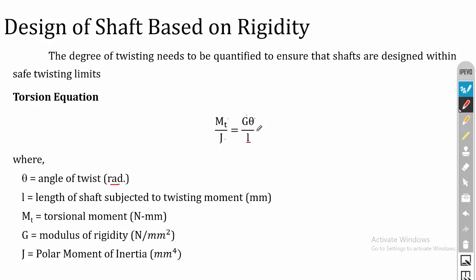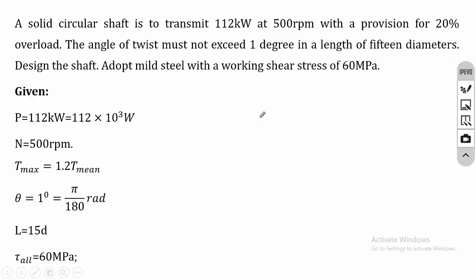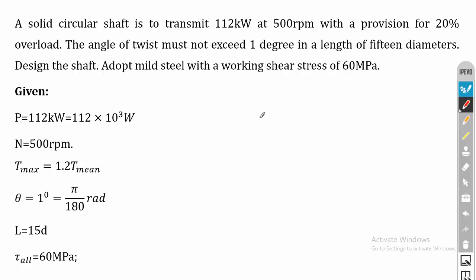In the strength design, we consider some allowable shear values, and we calculate the shear value and compare it with the allowable values, or otherwise we substitute the allowable shear value and calculate the diameter. Similarly, in rigidity based design, we have to consider some allowable angle of twist values. After substituting the angle of twist value, we can calculate the diameter to keep the rigidity within safe limits. So I am going to solve a simple problem on that.